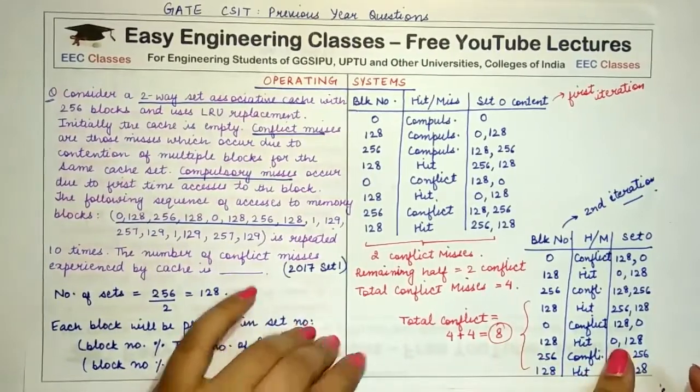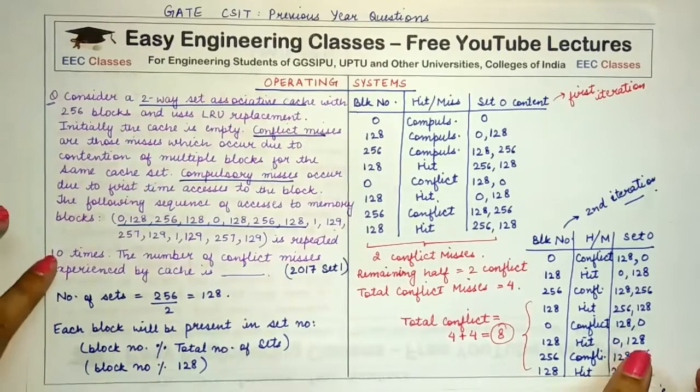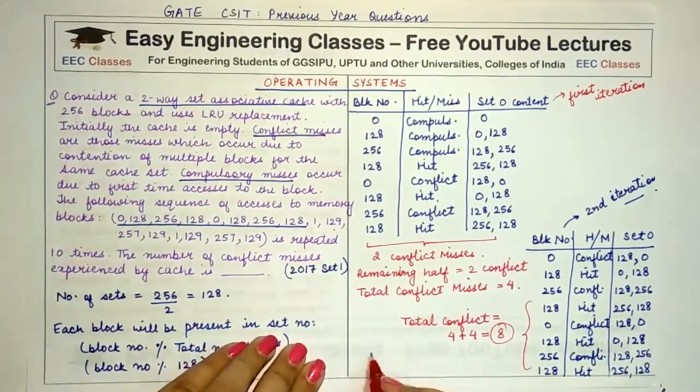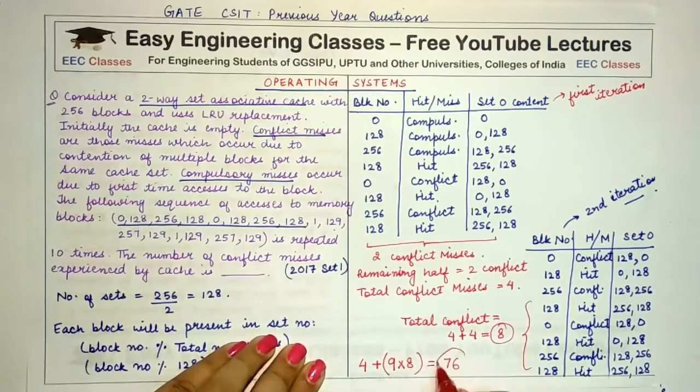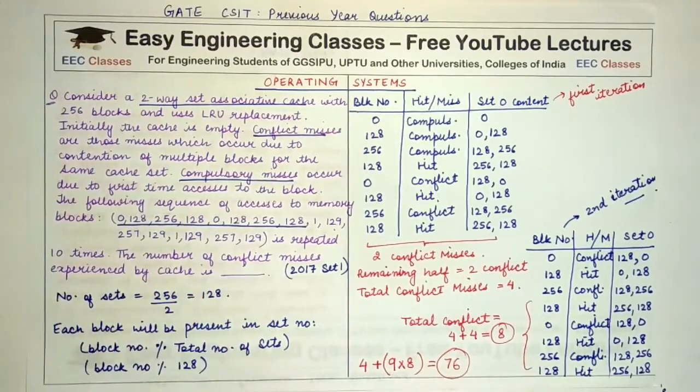So the total number of conflict misses in 10 iterations would be, for the first iteration total was 4, for the next 9 iterations the total is 8. Alright, this gives you a total of 72 plus 4, which is 76. So you can fill in the blank here. The answer would come out to be 76.